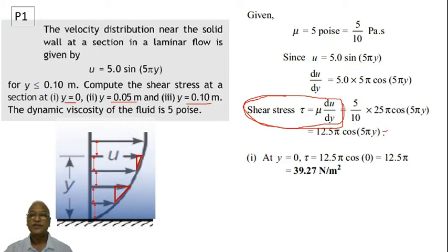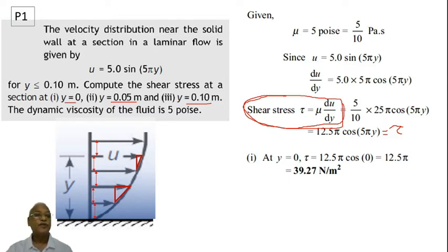This expression is equal to tau, the shear stress, as y varies. The first data, y equal to 0, means nearer to the surface y is almost 0. If I substitute y equal to 0 in this equation, you will get 39.27 Newton per meter square. So that is the shear stress at the surface.